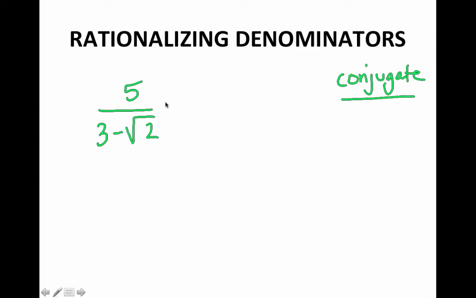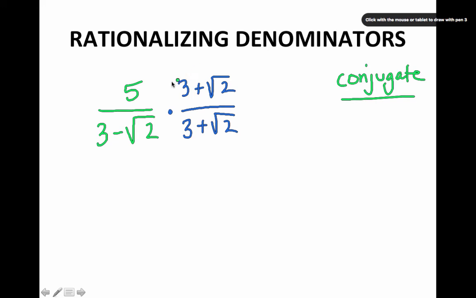The conjugate is the same expression, but you're changing the sign. So the conjugate of 3 minus root 2 is 3 plus root 2. If the original fraction had 3 plus root 2, its conjugate would be 3 minus root 2. So you're going to multiply the top and bottom by the conjugate, and then you're going to simplify by distributing the 5 to everything in the numerator. So you get 15 plus 5 root 2.